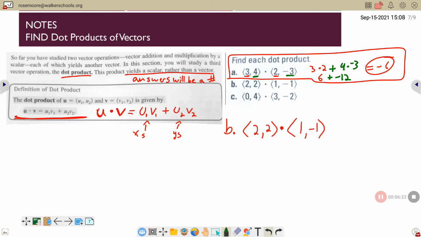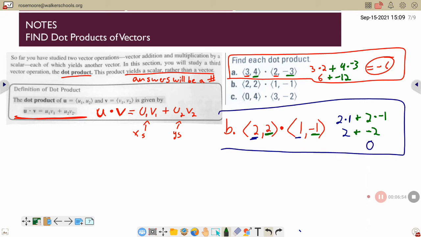Okay, so we're going to do my x's first. So that's 2 times 1 plus, okay, my y times my y. So that should be 2 times negative 1. 2 times 1 is 2. 2 times negative 1 is negative 2. 2 plus negative 2 is 0. That is the answer for B. Plain, regular, 0.